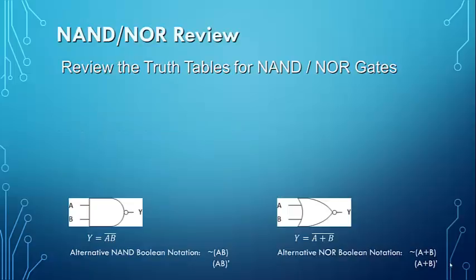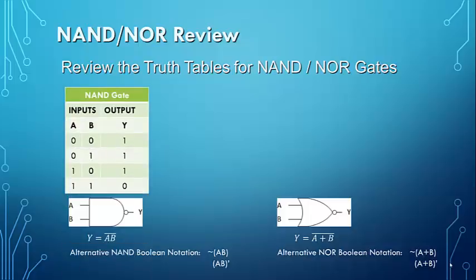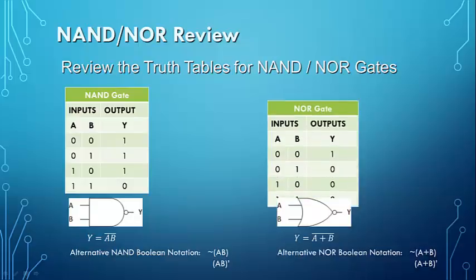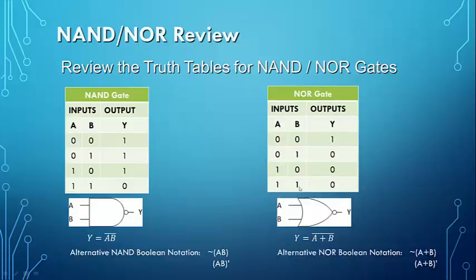So, to get started, let's review the truth tables for our NAND and NOR gates. We see the symbols here along with the Boolean expression notations. The truth table for our NAND gate, remember that if all the inputs are a 1, we get a 0 out. But if any input is a 0, we get a 1 out. And for our NOR gate, if all the inputs are a 0, we'll get a 1 out. But if any input is a 1, we get a 0 out.